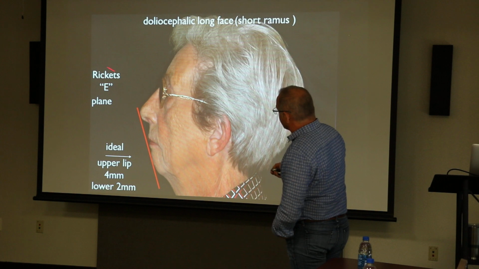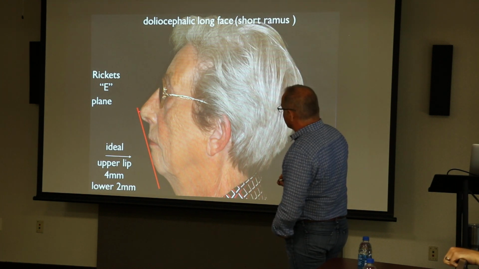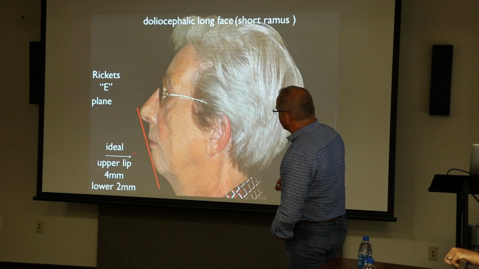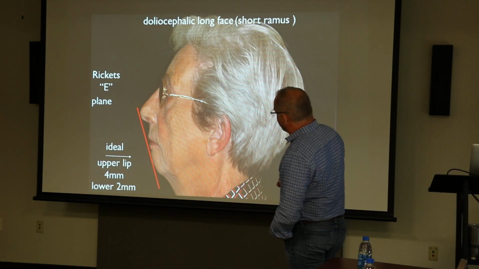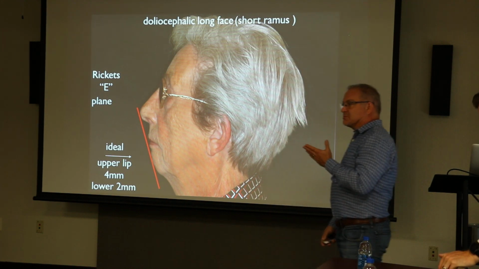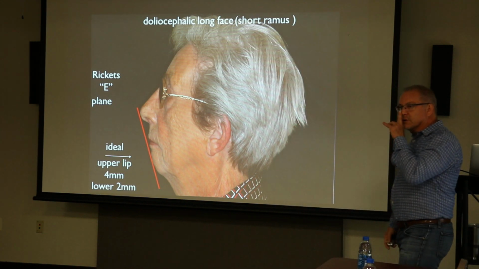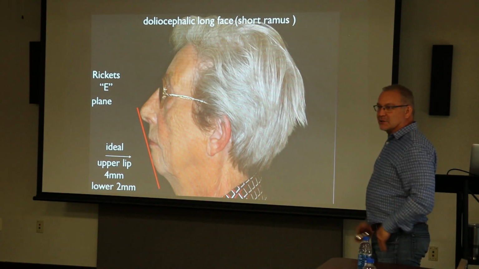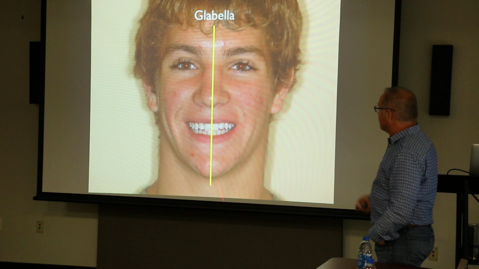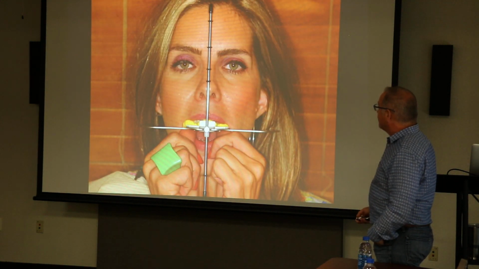There's also a famous orthodontist named Dr. Ricketts. He developed this thing called the E-plane, and he basically took a line from the nose down to the chin, and he said, ideally that upper lip should be 4 millimeters from this point and 2 millimeters from here. Well, you can see she's pretty much on that, right? Which would indicate that her Ricketts plane is not ideal. This is, again, measuring glabella.